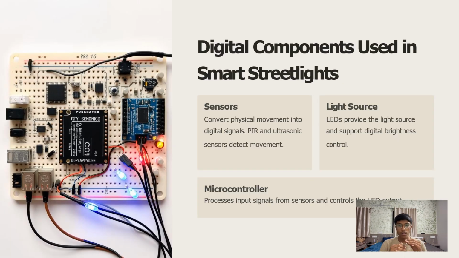To make this product, I have mainly used three digital components. First, we have used different types of sensors. These sensors convert physical movement into digital signals. Then we have used the light source. It is the main source of light. LEDs provide the light and support digital brightness control. And then we have also used microcontrollers. Microcontrollers process the input signals from sensors and control the LED output, and this helps us to control the brightness of the light.